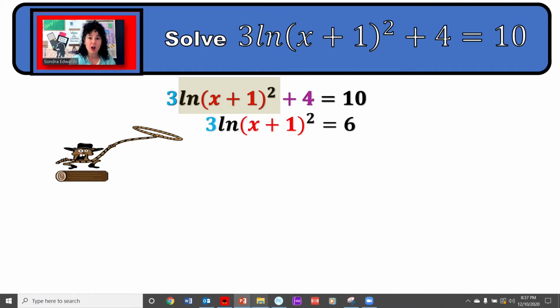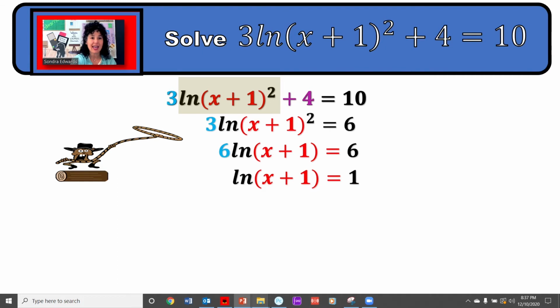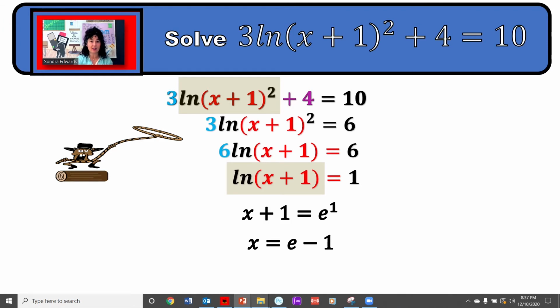If you apply the log property by moving the 2 to the front, I end up getting 6. Then I continue undoing the order of operations, so I divide by 6. And now that I have one log by itself, I go exponential. So the base e tunnels under, and I have x plus 1 equals e, subtract over 1, and darn it, what just happened is we lost a solution.